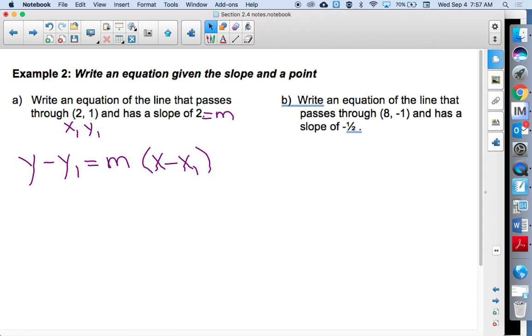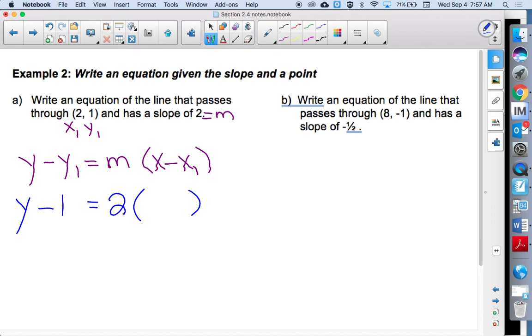So Chris, what are we plugging in for the pieces of the problem here? What goes in? The equation is y minus 1 equals 2 times x minus 2. So point slope form, you're taking the slope and the ordered pair and plugging them into the equation. And then you need to do a little bit of simplifying.